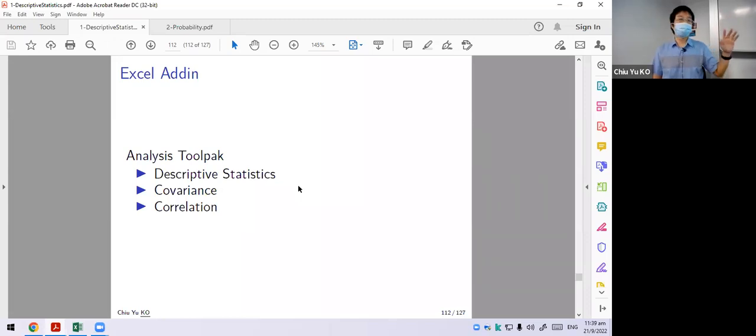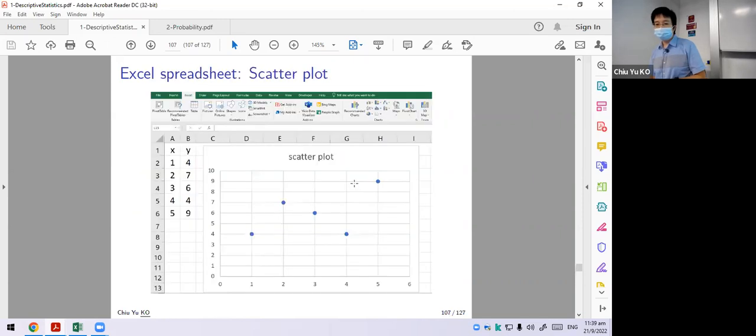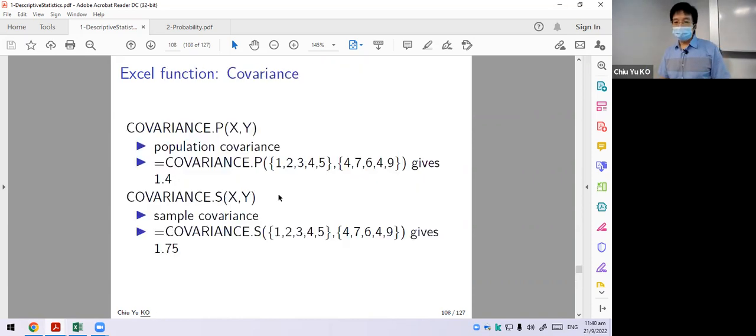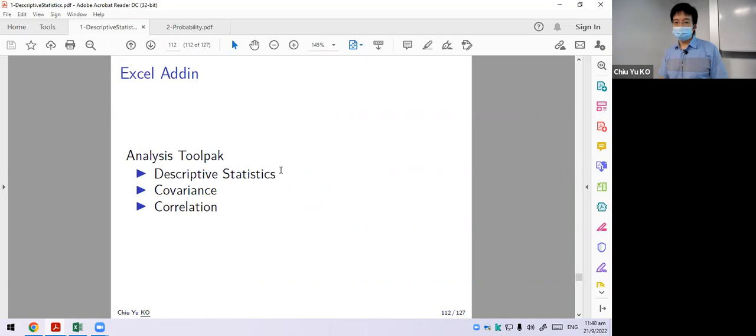This Add-in will be a way to simplify our process in terms of descriptive statistics. Although the function is easy to do, sometimes you don't want to type so many things. So the Add-in is a good way to simplify and streamline the process somehow.